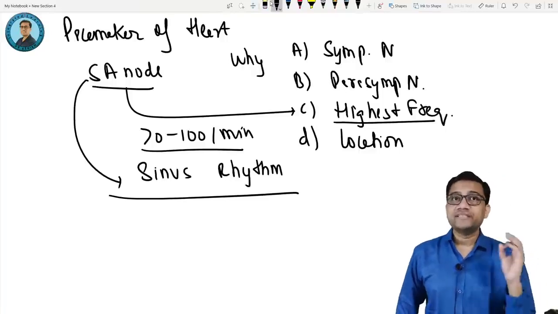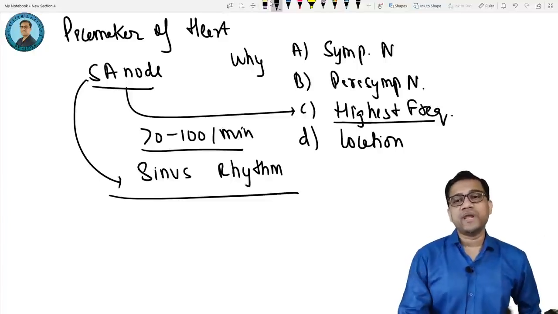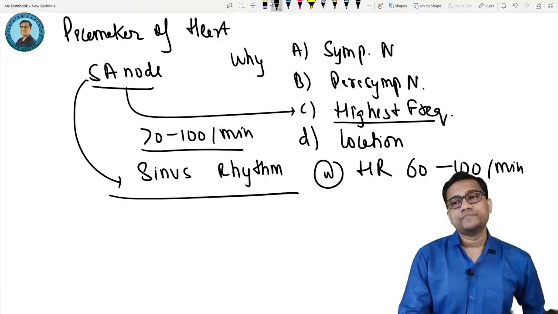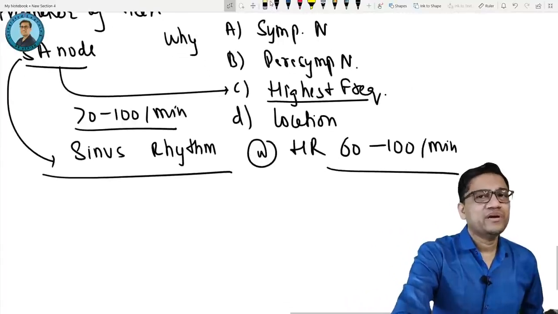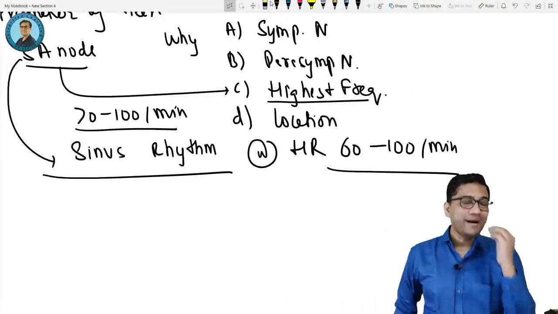So what is sinus rhythm? It is the rhythm produced by the pacemaker SA node. 70 to 100. That's why the normal heart rate is also 60 to 100 per minute. Some give 90 but you take 100, so till 100 we take it as normal. Normal heart rate is 60 to 100 per minute.